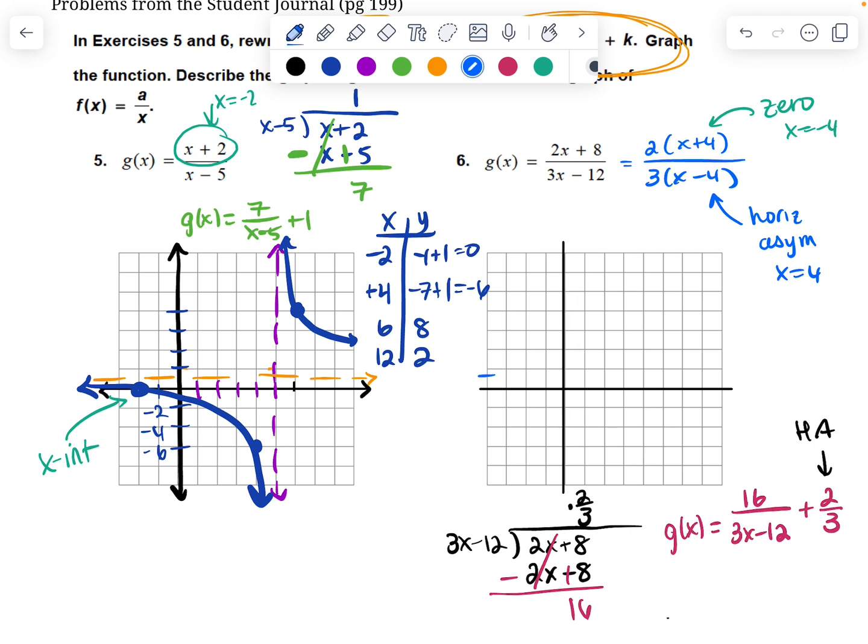So we've got a horizontal asymptote. I'm going to put 2/3 roughly here. 4 is right there. And then I know I have a 0 at -4. So it's way out here. And then what happens if I put in actual 0? I'm basically going to get 8 over -12. So that's going to be -2/3. 8 divided by 4, -2. Yeah, -2/3. So right here.